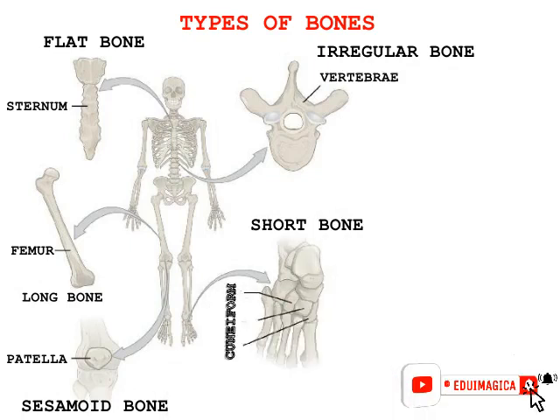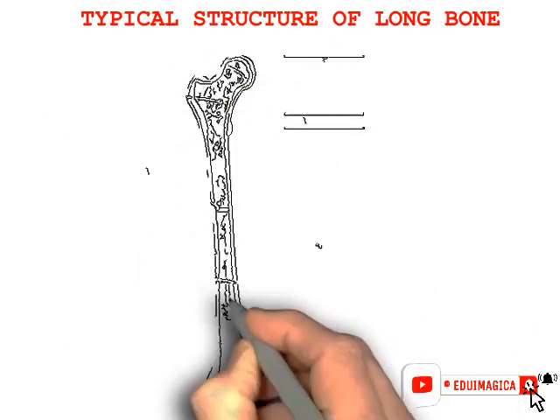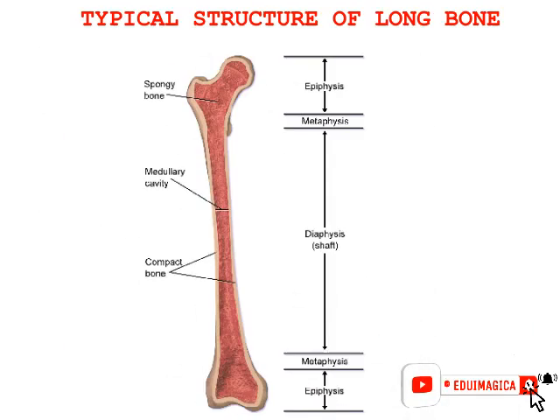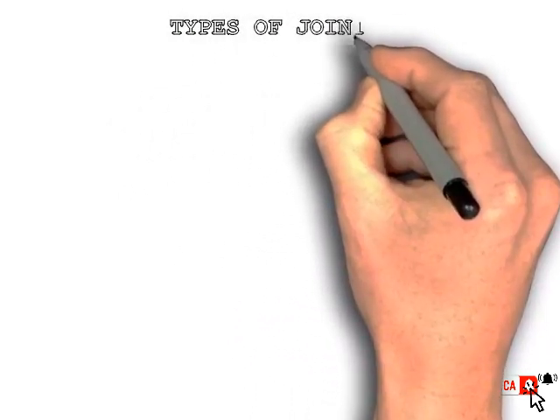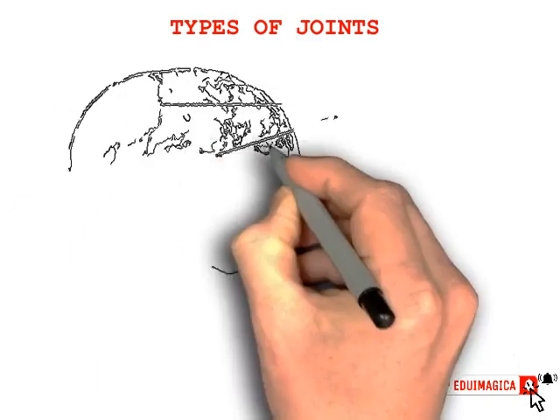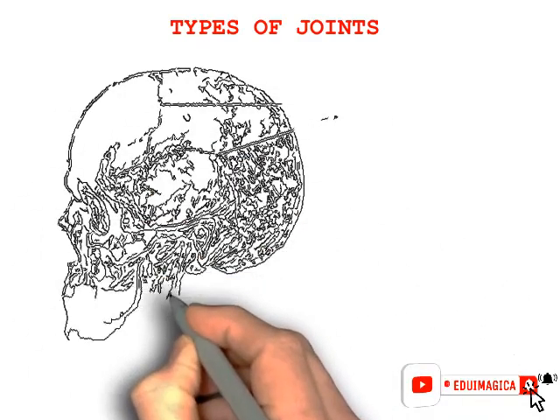Now let's talk about the typical structure of a long bone. In this, at the proximal and the distal end we have the epiphysis. At the center we have the diaphysis or the shaft, and between them we have the metaphysis. The bones of the skeleton come together at places known as joints. There are different types of joints, each providing a different level of mobility.